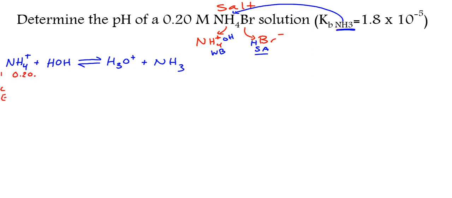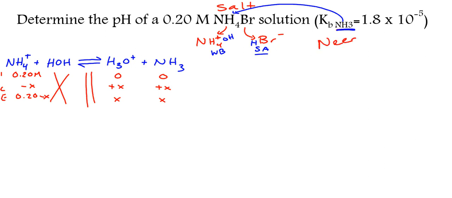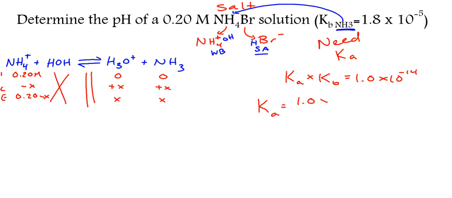And you can start an icebox, and you can plug this in. But very quickly, you're going to notice that this, again, is an x squared over initial minus x. The bigger concern that we have is how do we end this? You can't use a Kb when talking about an acidic solution. So we need a Ka. So reminder, Ka times Kb equals 1 times 10 to the negative 14th, which comes from the dissociation of water at 25 degrees. So I need to determine my Kb. Excuse me, my Ka.